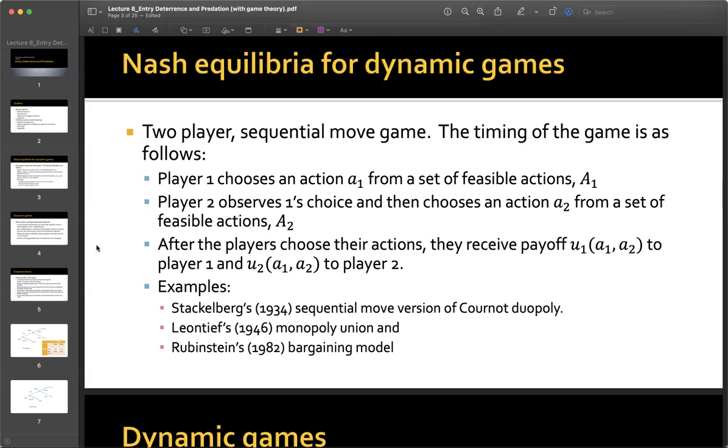So player 2 observes player 1's choice A1 from the set capital A1, and then chooses its own A2. And then after the players choose their actions, they receive the following payoffs, okay? Which you can think of here as profits. So these are profits, and these are profits. Generally, these are utilities, okay, which depend on everyone else's action. So utility of one or profit of one depends on its own action, as well as everyone else's. And the same thing with profit of two. So these are examples, which we studied in the Stackelberg model already.